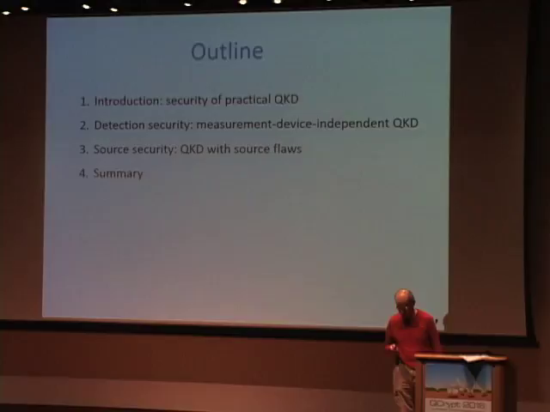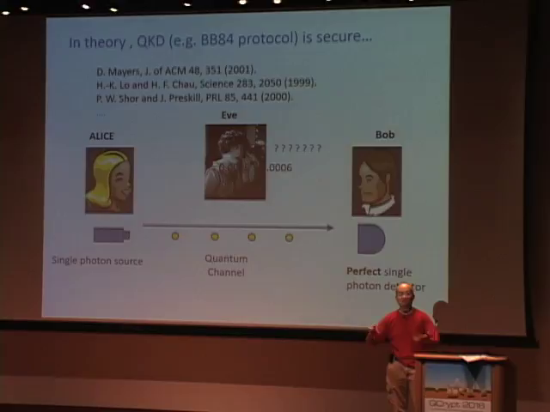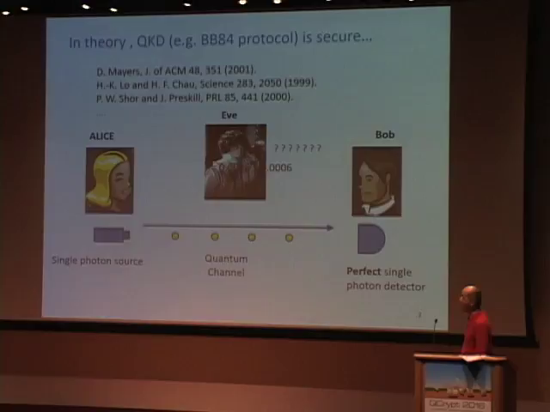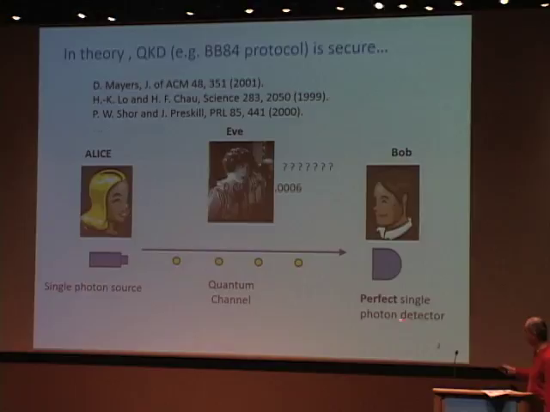Okay, let me begin with the introduction. In theory, we all know QKD is secure, right? We have security proofs. So what's the problem? The problem is all those proofs assume we have a perfect single photon source. Well, at least in BB84, we assume a perfect single photon source. And then we assume we have some sort of perfect or almost perfect single photon detectors.